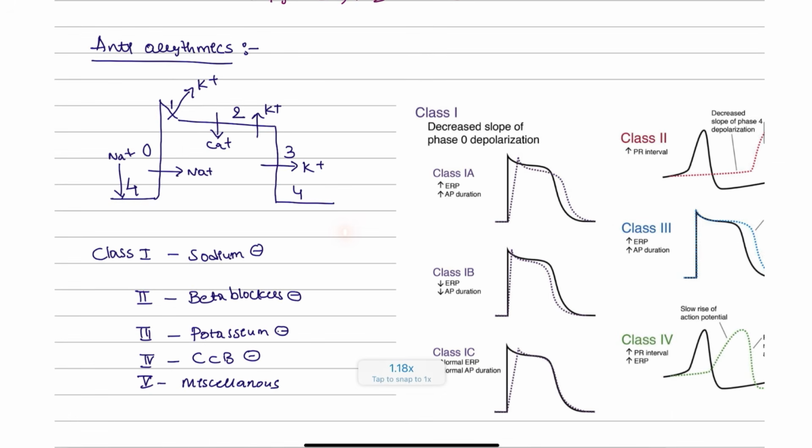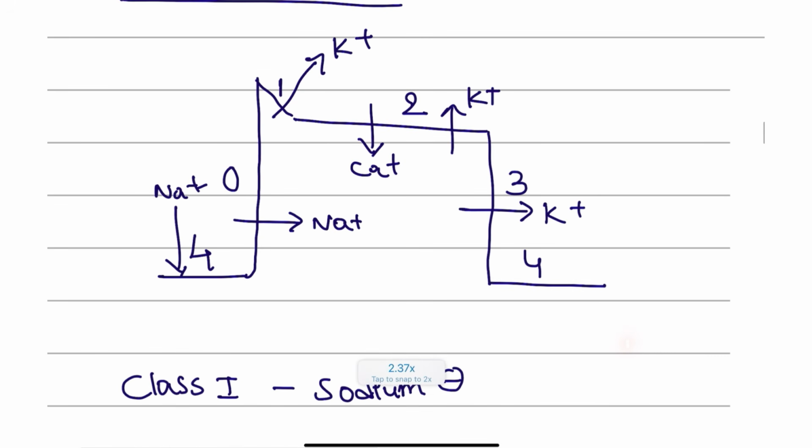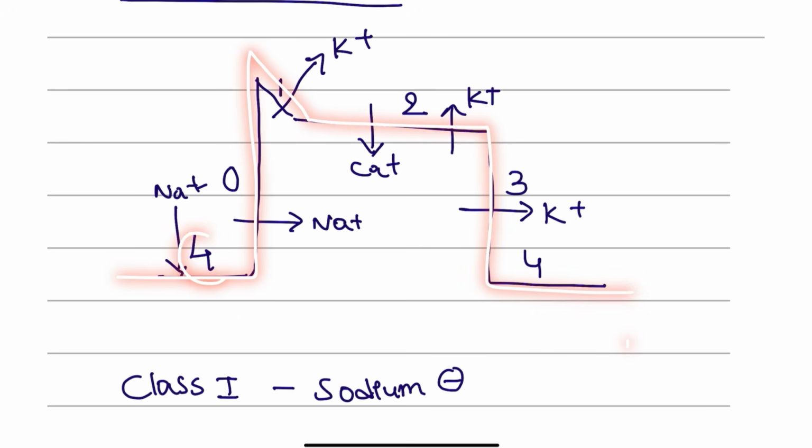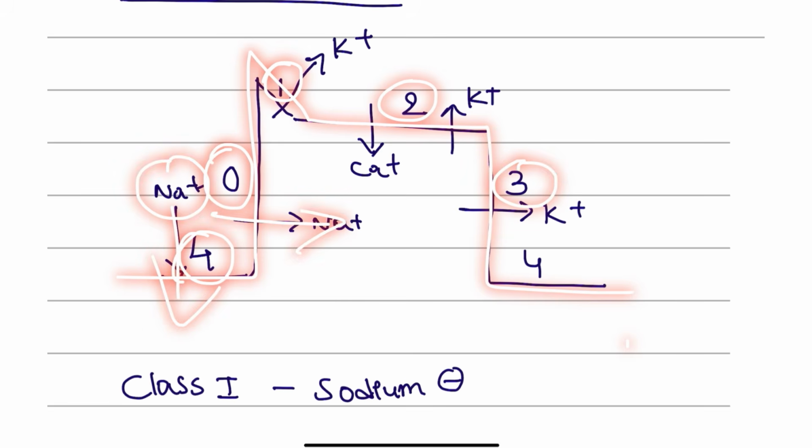Next, coming to the most important, anti-arrhythmics. So this is the ventricular action potential. So this is the phase 4, phase 0, phase 1, phase 2, and the phase 3. In phase 4, slow influx of the sodium, phase 0, rapid influx of the sodium, and phase 1, potassium is going out, and phase 2 is a plateau phase.